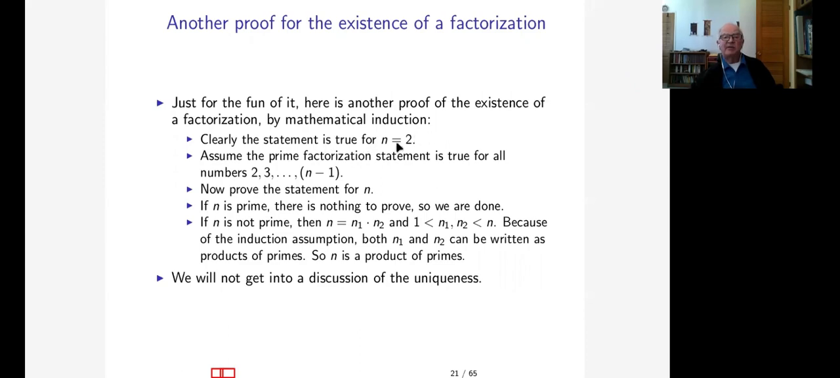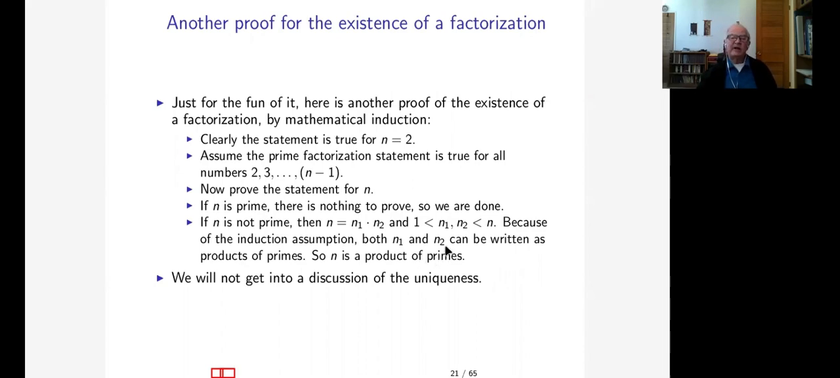So here's now another proof for the existence of a factorization, now strictly by mathematical induction. The statement is true for n equals 2. Now assume that the statement that factorization exists is true for all the numbers from 2 to n minus 1, and I want to prove it for n. If n is prime, there is nothing to prove. If n is not prime, then I can write it as a product of two other numbers, n1 and n2. But now n1 and n2 are smaller than n, so the induction hypothesis can be applied to them. They can be written as a product of primes, so then n itself is a product of primes.